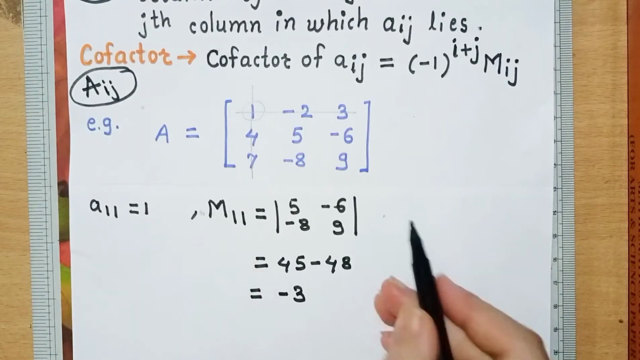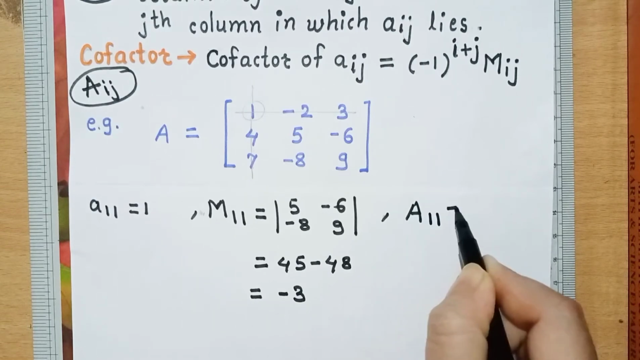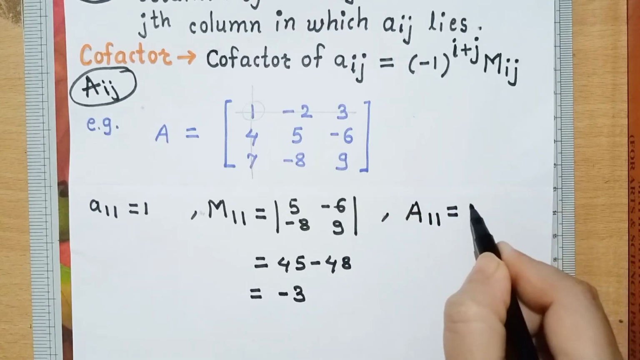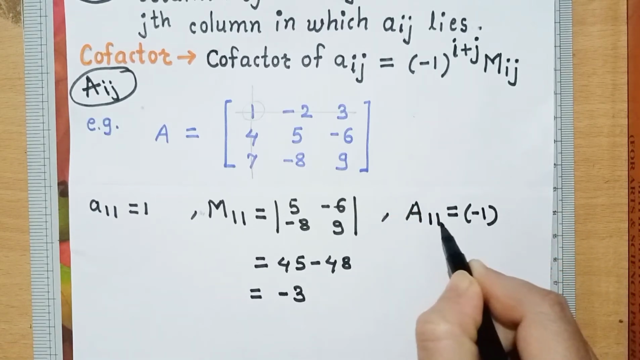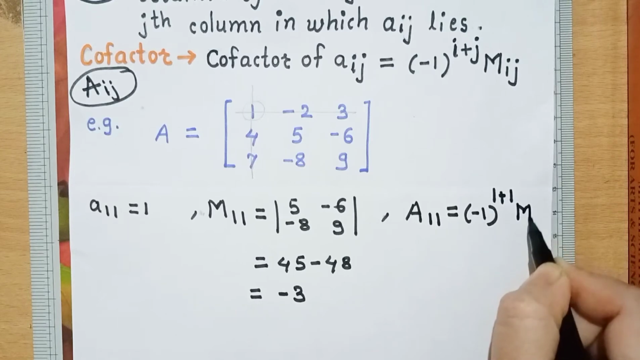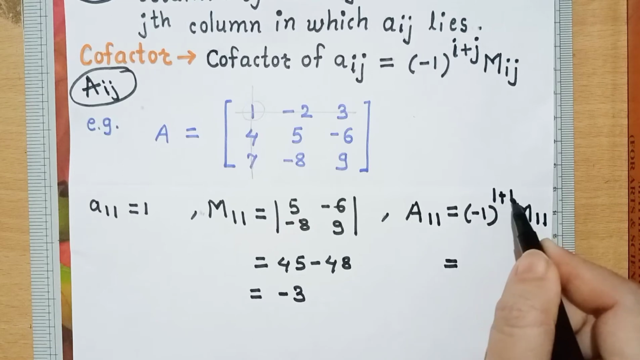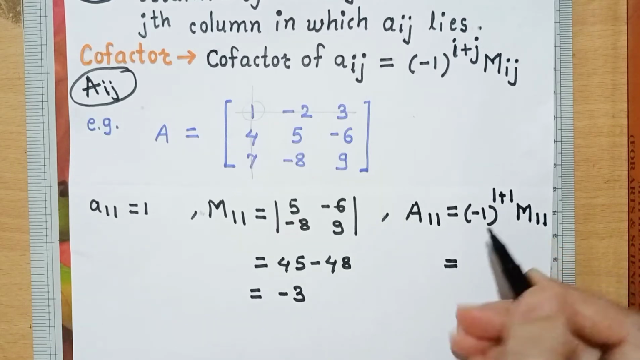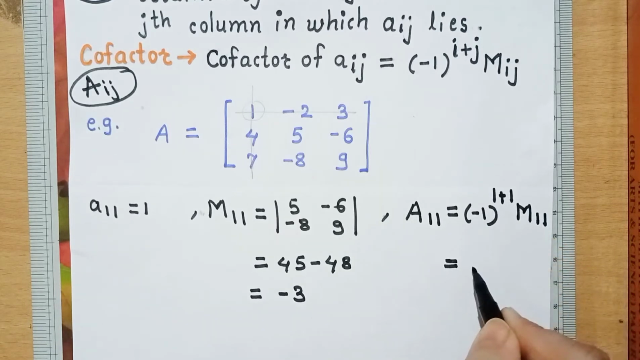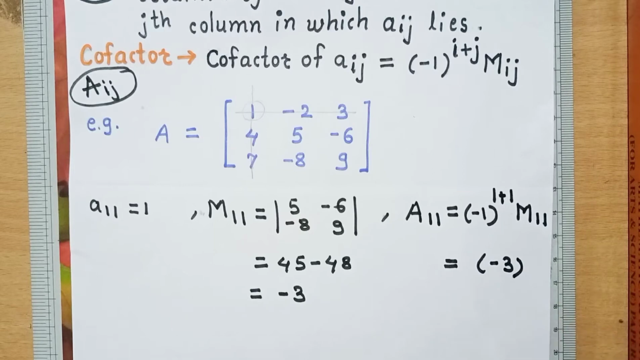Now cofactor of this element is denoted by capital A11. Its formula we know, -1 raised to the sum of these two suffixes, 1 plus 1, times M11. Now -1 raised to 2 means an even number, so this value is +1, so I am not writing it, and so write this as -3.